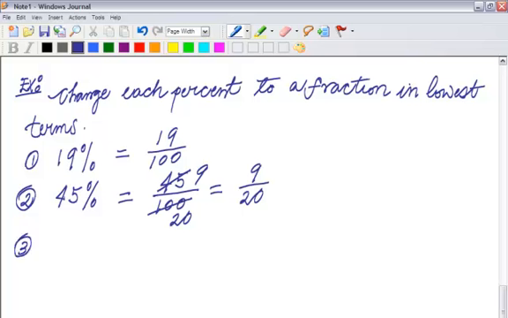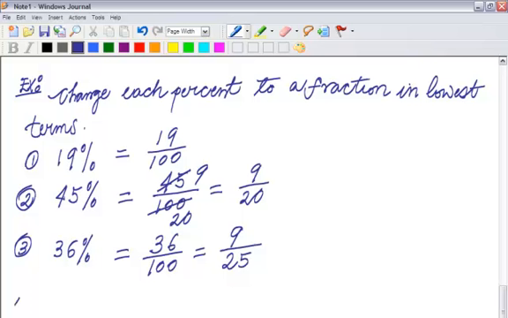Another one, 36%. 36% is the same as 36 over 100, which is the same as what? Let's divide by 4. If I divide 36 by 4, I get 9. If I divide 100 by 4, I get 25. This is the lowest terms.